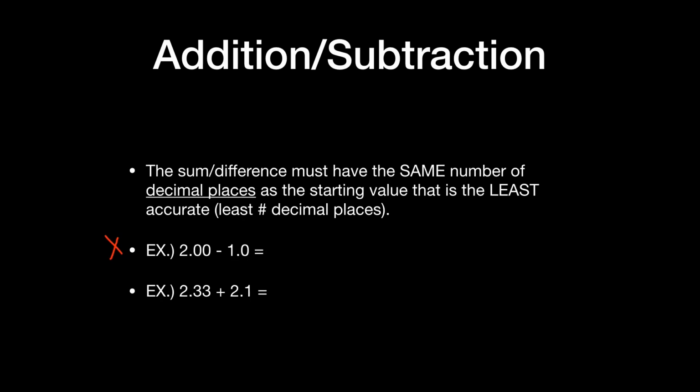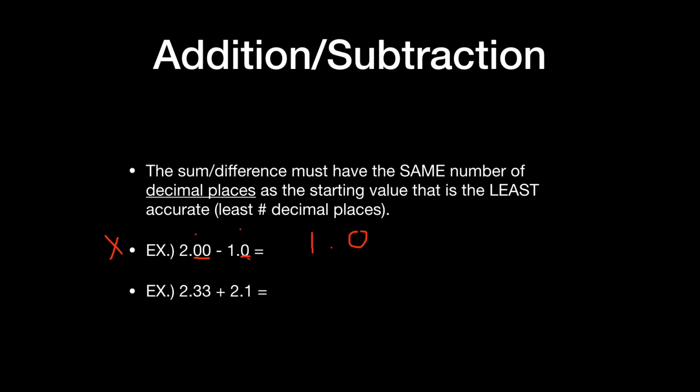So this first example, let's just get straight to it. 2.00, 2 decimal places here. Minus 1.0, this has 1 decimal place. So I want my answer to have 1 decimal place, just like this one does right here. So when you take your calculator, 2.00 minus 1.0, that comes out to 1, and you want that to have 1 decimal place, so that's 1.0. As long as it has the same number of decimal places as the one between these two that has the least, you're good to go.